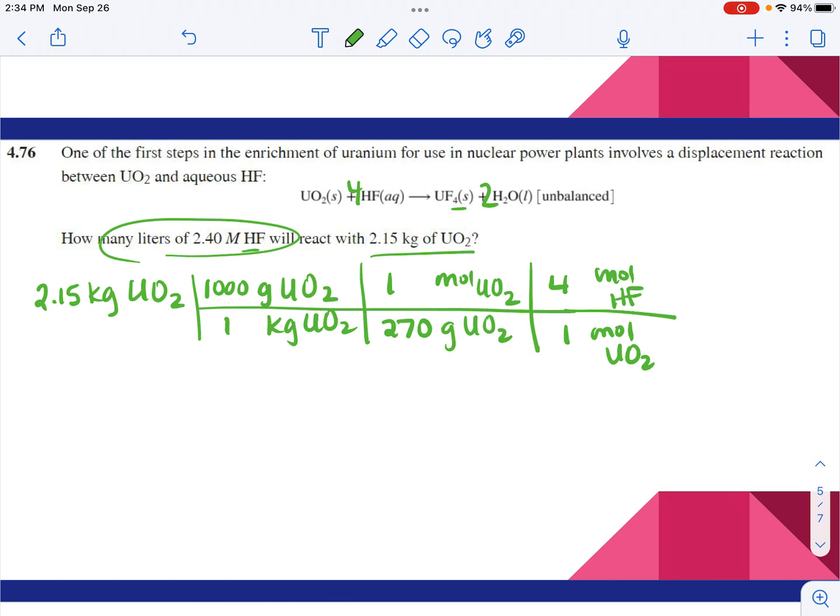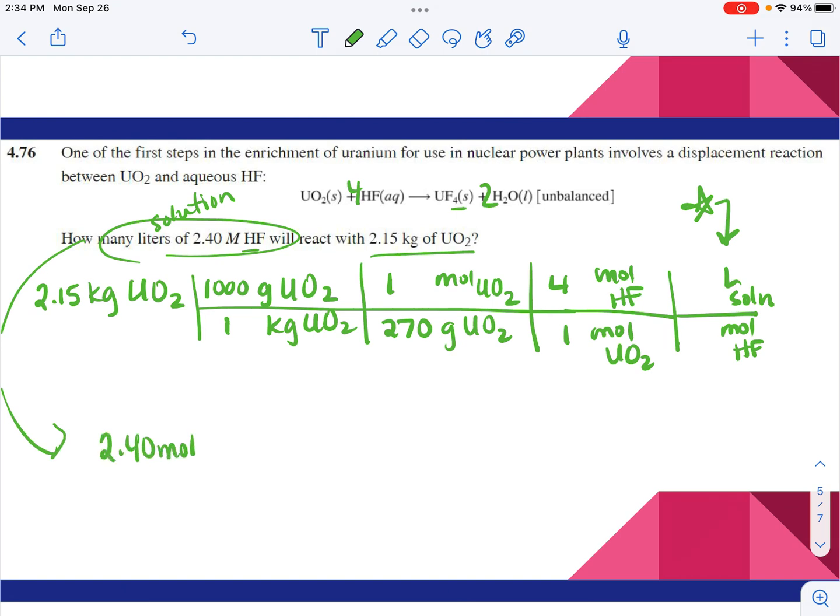And now finally, new step right here, solution stoichiometry. We need to find volume of the HF solution. Remember, this is liters of solution, and the HF is the pure substance in the solution. So right now, what I have here is the pure substance, moles of HF, and I need liters of solution. Remember that molarity is moles of solute in liters of solution. So when it says 2.40 molar, this means 2.40 moles of HF equals 1 liter of solution. So that's going to come in here as my new conversion factor, and I'm going to be finished.